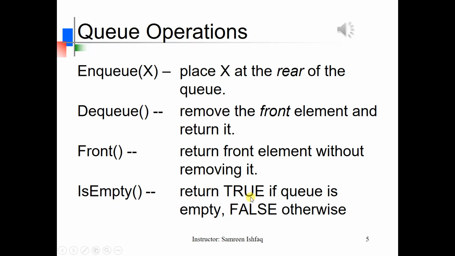IsEmpty will return true if your queue is empty and false if your queue is not empty. And in the case of an array, we're going to have another operation or function that will be isFull. IsFull returns true if your queue is full and false if your queue is not full.